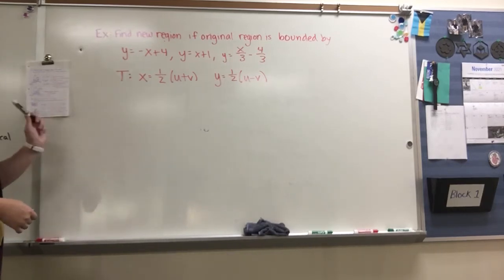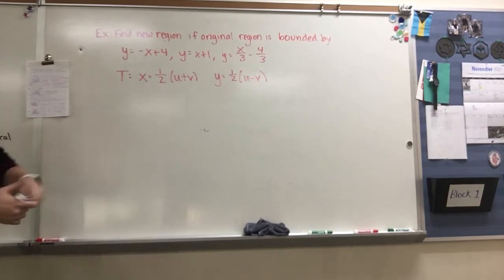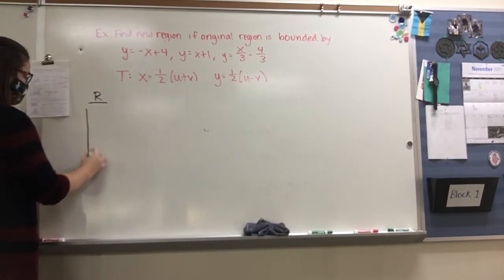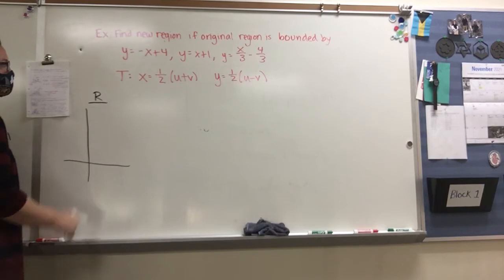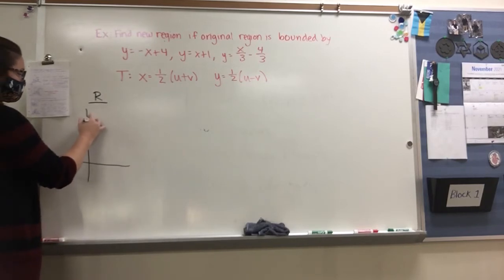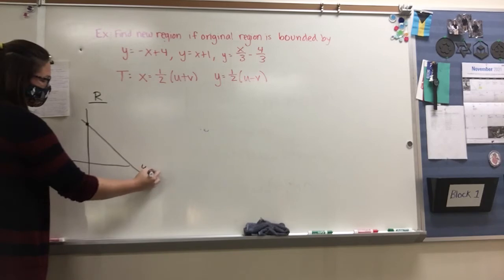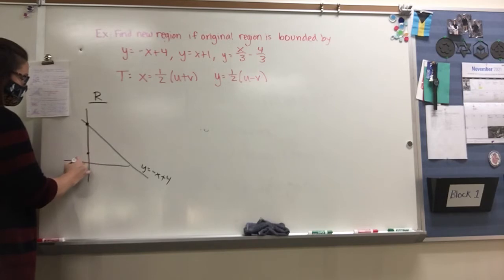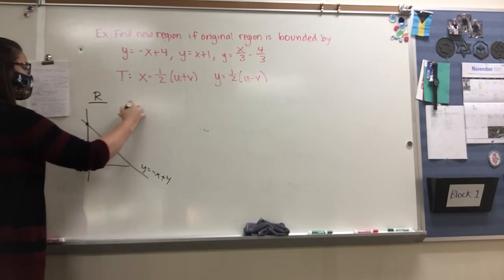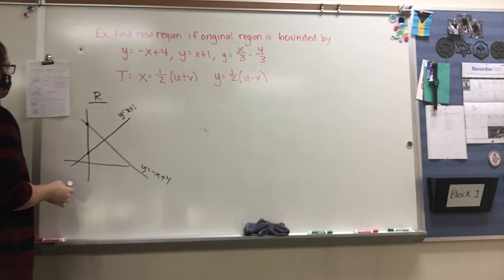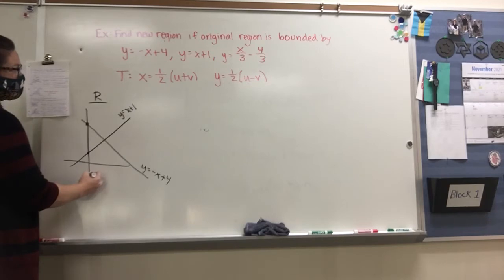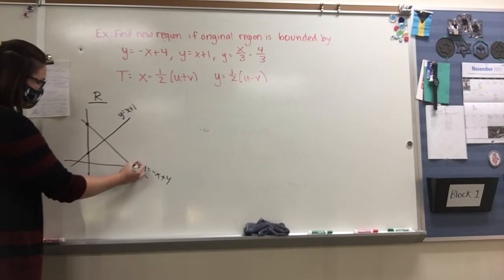I'm going to draw the original one, and then we'll convert it into one that's a little bit nicer. So the original region R, let's look at what this graph looks like. Positive 4 down to, so there's my y equals negative x plus 4, y equals x plus 1, and then x over 3 minus 4/3 going up 1/3. It ends up cutting through this point right here.